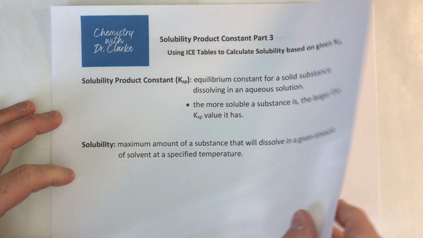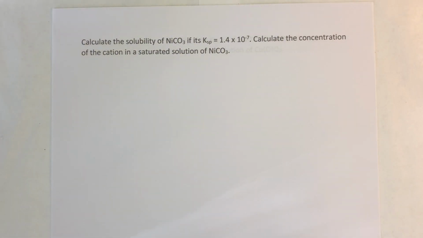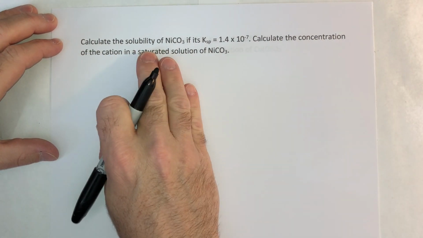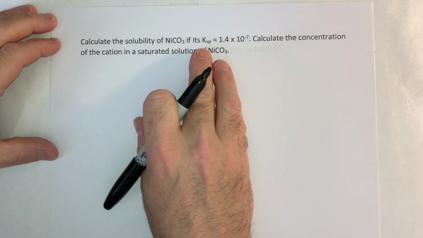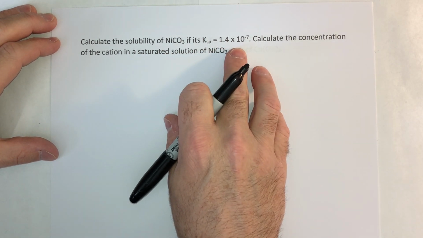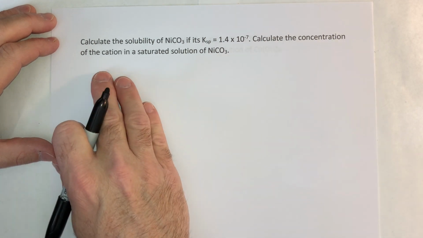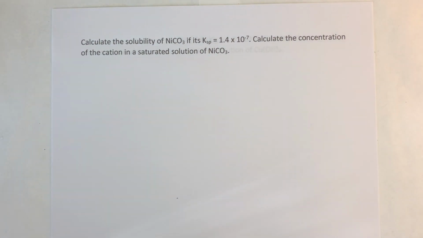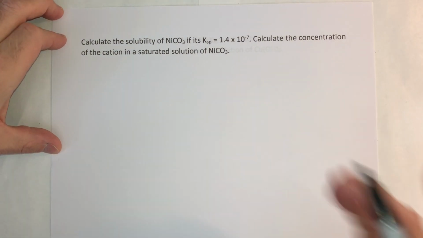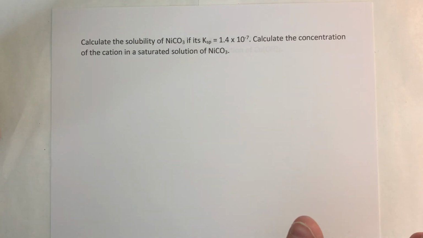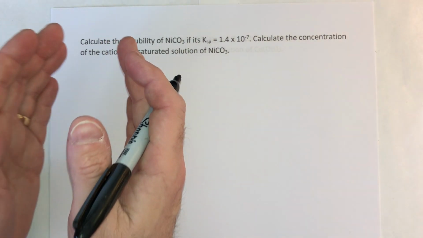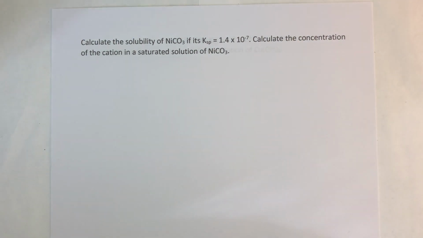Now, the easiest way to do this would be to take a look at some actual problems. Let's say the problem says, calculate the solubility of nickel 2 carbonate if its KSP value is given, and calculate the concentration of the cation in the saturated solution. The very first step in these problems, whether you're looking for solubility or for the KSP, is to write the equilibrium. You need to write an equilibrium for this low solubility solid dissolving in water.